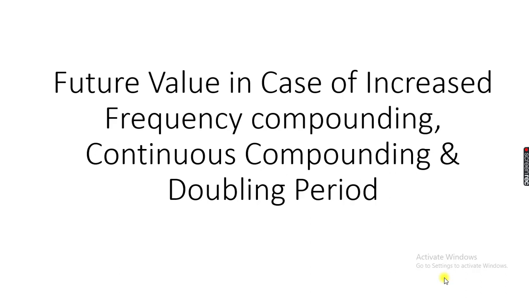This topic also covers continuous compounding and doubling period calculation. In the earlier video we have already discussed the future value calculation in the case of a single cash flow where the compounding is done once in a year. In this video, we will be discussing how, if compounding is done more than once in a year, it is going to affect the future value. So, let us proceed.